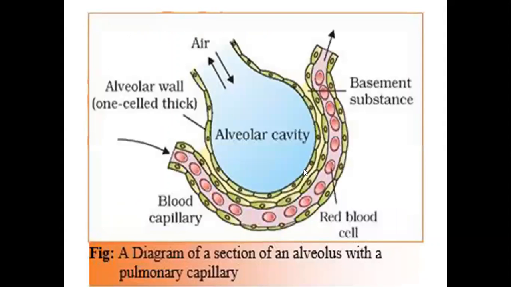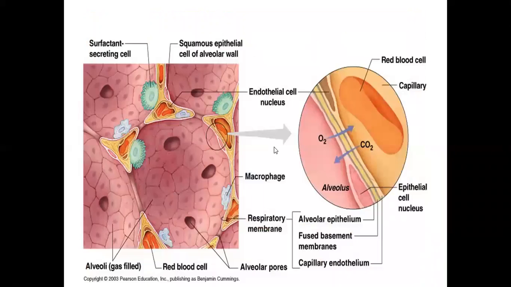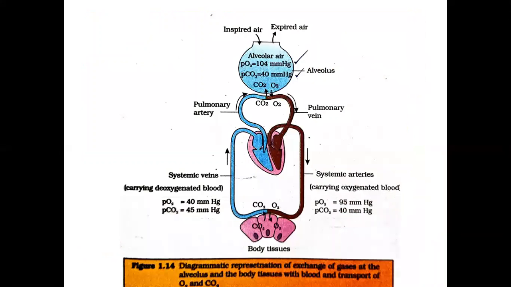This also we have discussed, and this is how the exchange of oxygen and carbon dioxide takes place in the alveolar cavity, and this is how the exchange and transportation of gases happens from the alveoli to the tissues and again back to the alveoli, that is to the lungs.